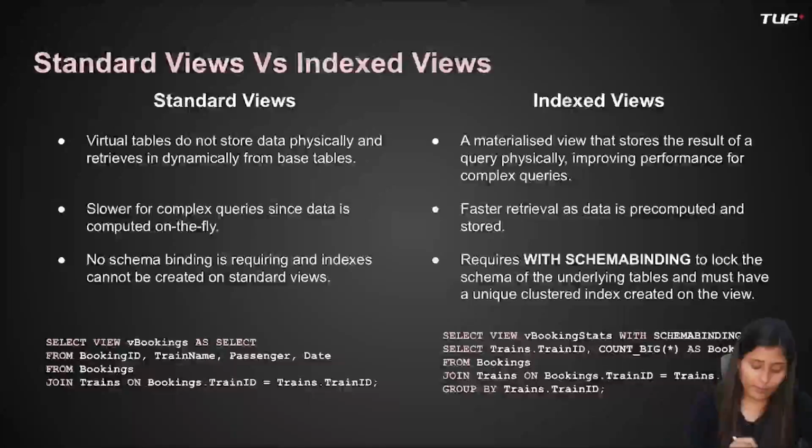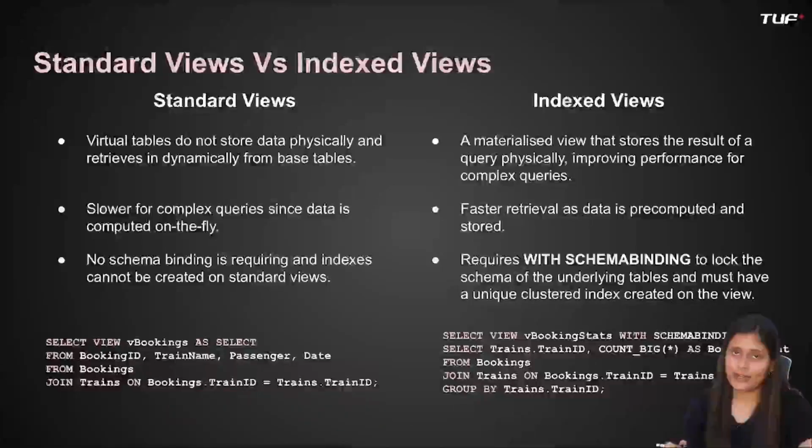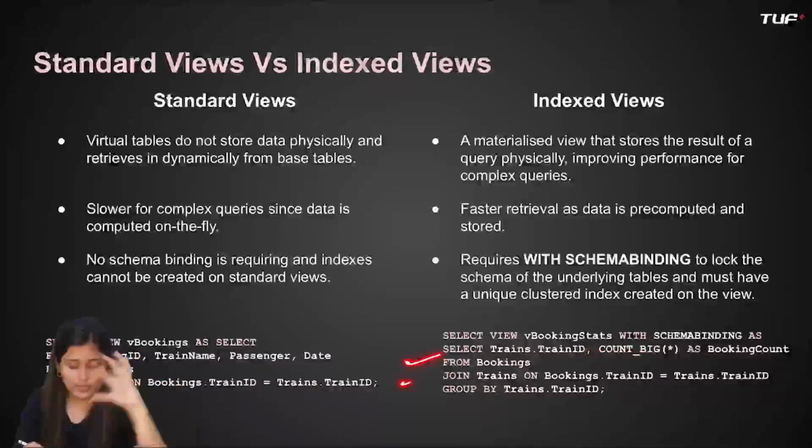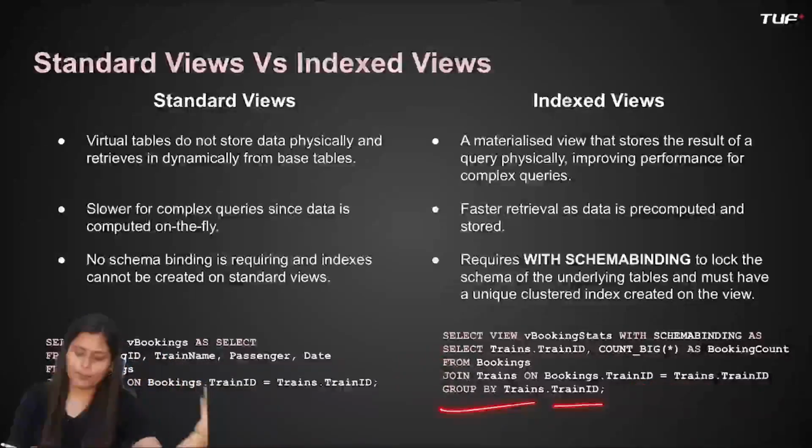Okay, so for creating a standard view, we'll just write the query: select from the view table name, and then we select all the columns which we want from the table. We join the tables on a simple condition where train ID should match. In the case of indexed views, we do the same thing, but with schema binding. We also select all the columns which we want from two tables, join on the train ID condition, and then we can also group by.